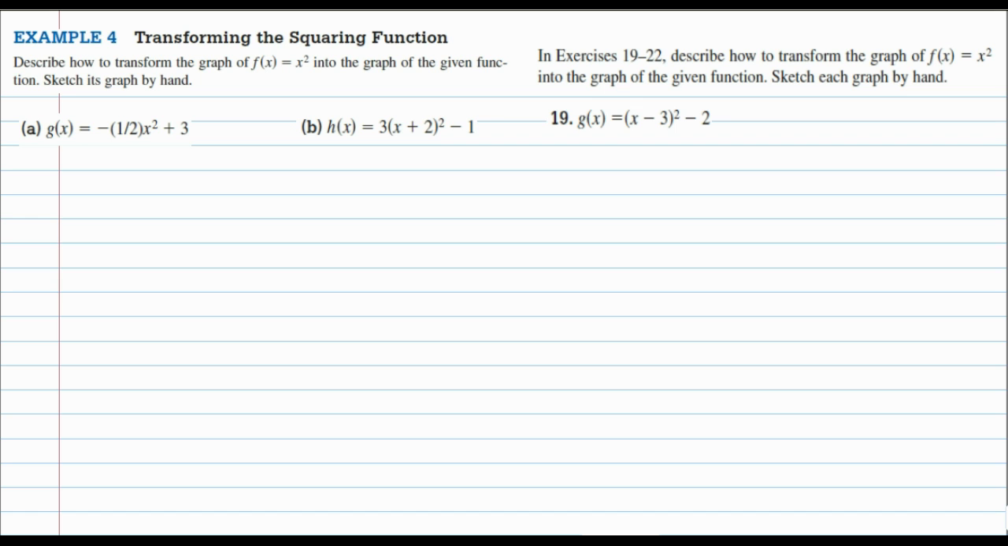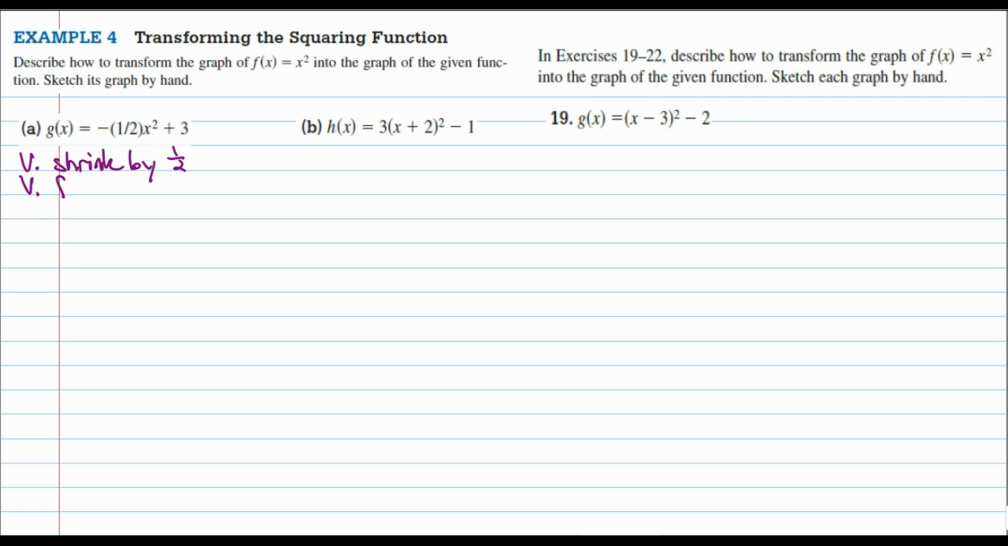Speaking of which, example 4. Transforming the squaring function. Describe how to transform the graph of f of x equals x squared into the graph of the given function. Sketch its graph by hand. All right. This first one, in order of operations, we have two different changes here. We have a vertical flip and a vertical shrink. It doesn't matter which order. So I'm going to say a vertical shrink first, by 1/2.